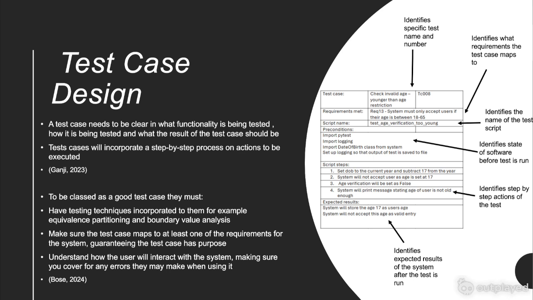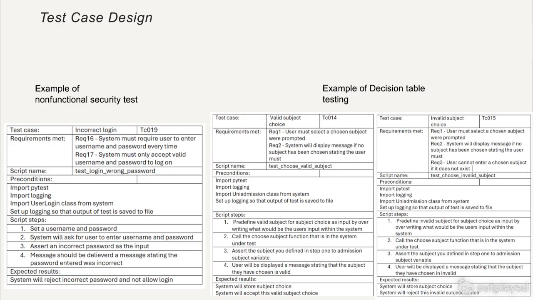I also needed to make sure that test cases map to at least one requirement, giving it purpose, and I had to understand how the user will interact with the system, making sure I cover for any errors they may make, for example, not entering input, so I had to test for null values. So these are examples of test case design. Test case 8 is the expected failure to show how I track these failures. And I also have examples of boundary value analysis, use case testing, as well as non-functional security testing and a decision table test, which shows that all paths were covered.